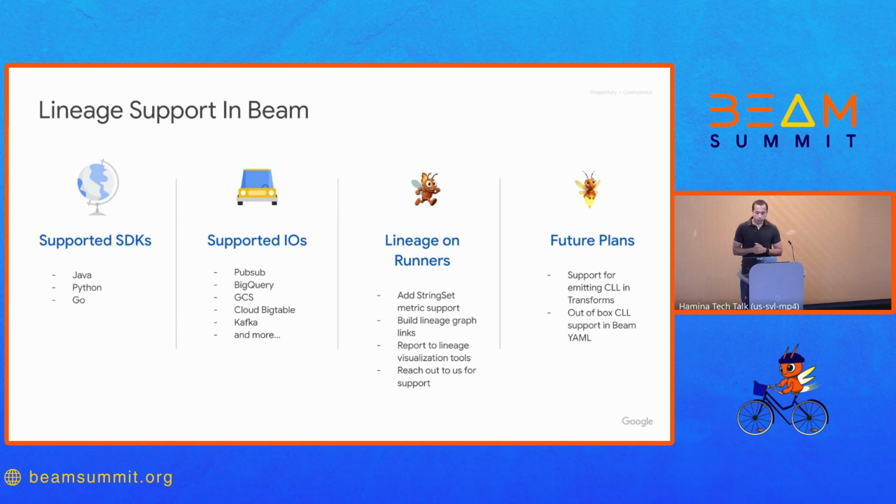Our future plans for Beam is to support column level lineage in transforms. And then after we have built that support where the transforms can emit column level lineage information, we want to build on top of that and provide out of box column level lineage tracking in Beam YAML.